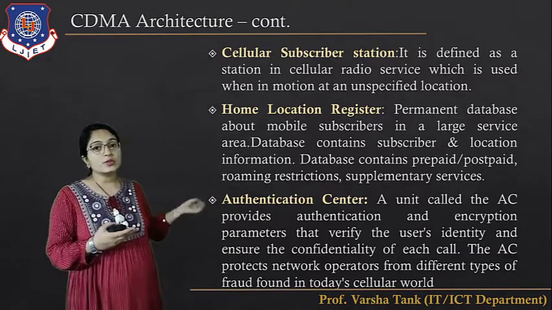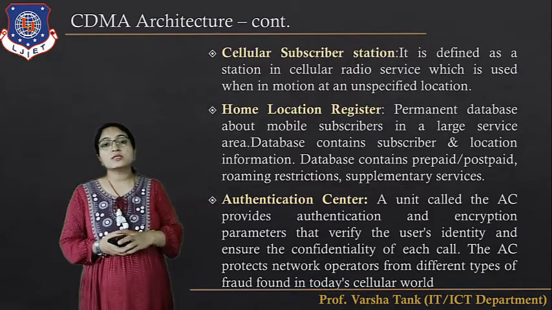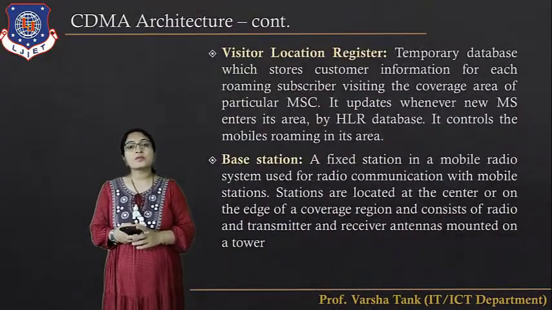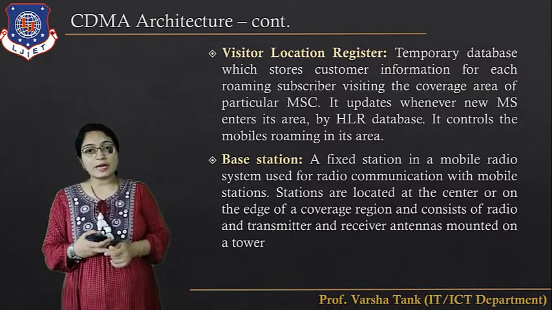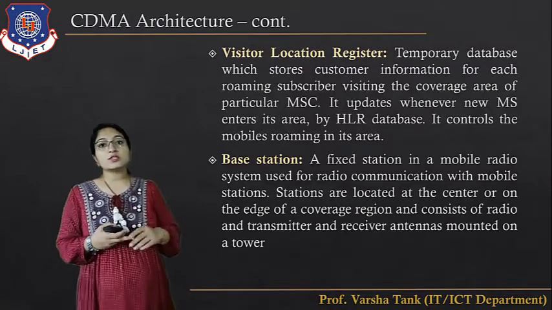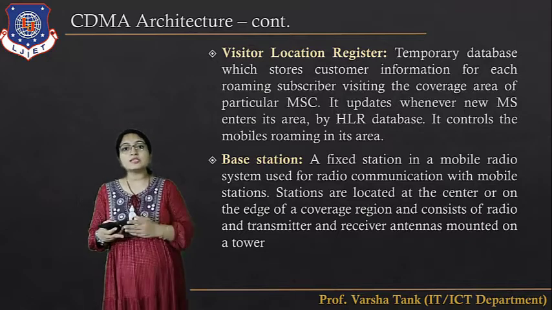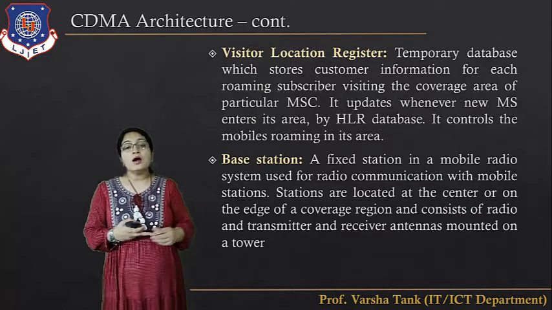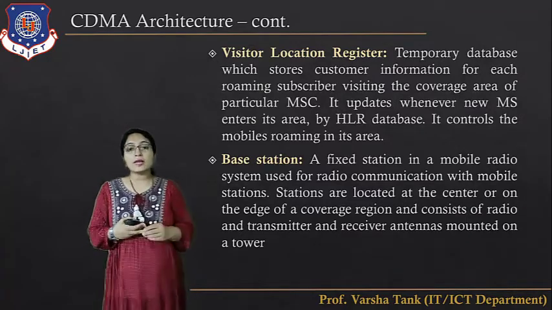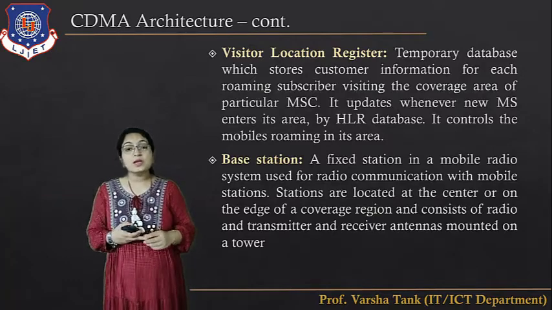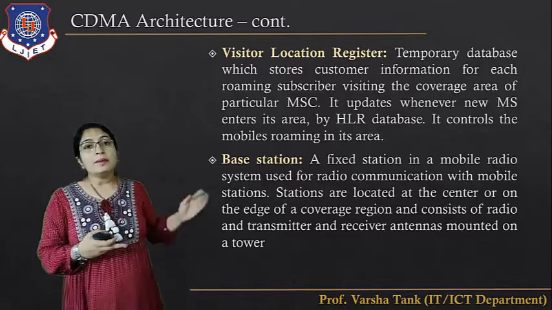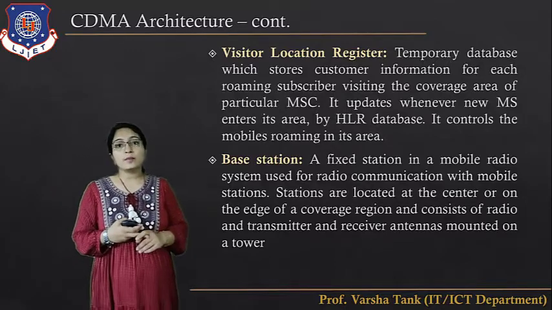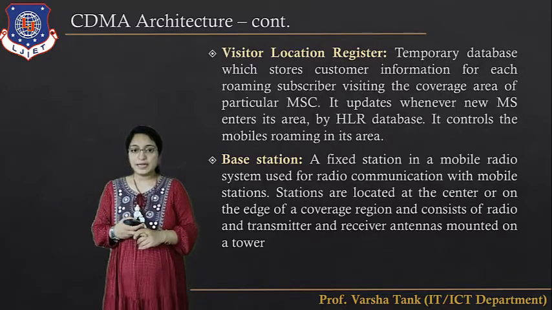So frauds are there, so we can detect them based on this authentication center. Then next one is the visitor location register. This is also one of the databases. It is a temporary database which stores the customer information for each roaming subscriber visiting the coverage area of the particular MSC, that is the mobile switching center. It is updated by the HLR database whenever a new mobile station enters the area, and it controls the mobile roaming in the area.